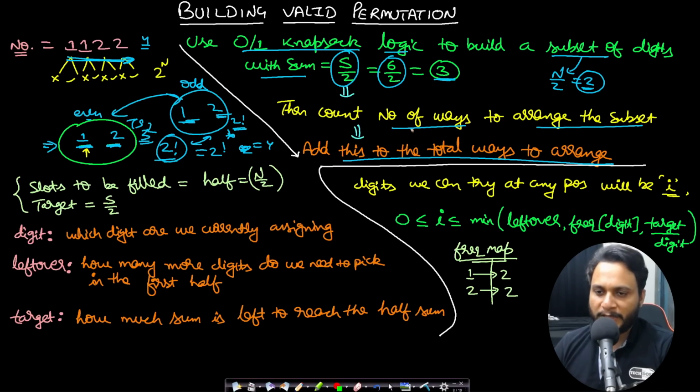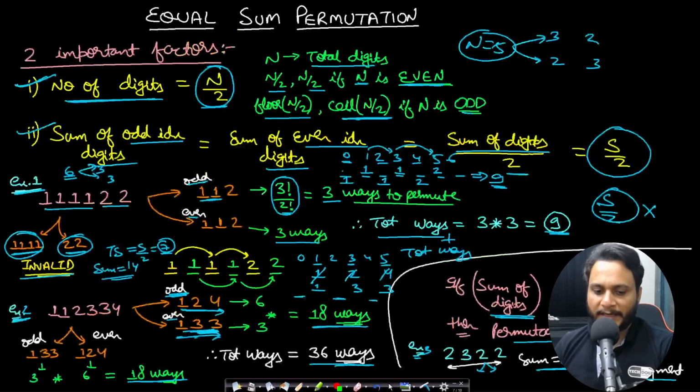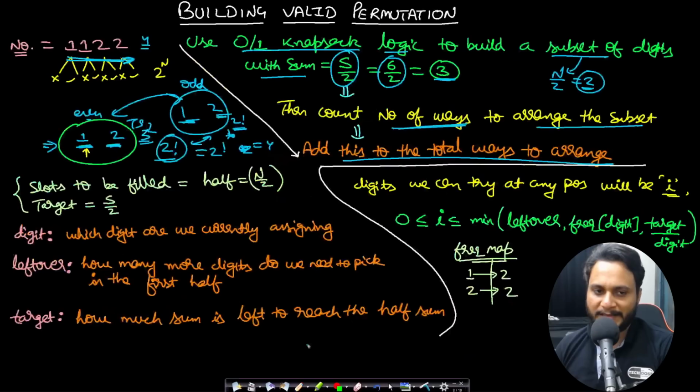Fine. So we need to count the number of ways per split. I had already shown you in the previous example that you can have more than one split. So this is the first split and this is the second valid split, right? While the previous example only had one valid split and this was an invalid split. In this case, there is only one valid split.